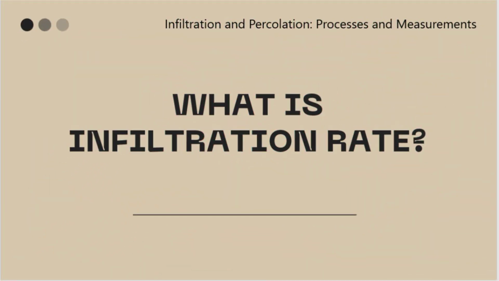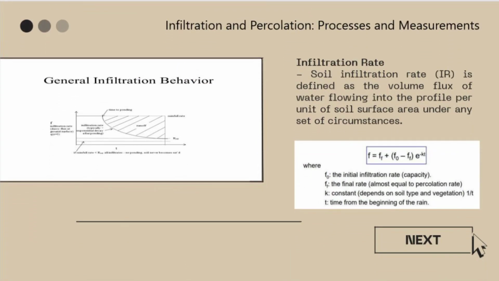So, what is infiltration rate? Soil infiltration rate, known as IR, is the volume flux of water flowing into the profile per unit of soil surface area under any set of circumstances. In simpler words, it is a measure of how fast water enters the soil and is typically expressed in inches per hour. For initial in-field assessments, however, it is more practical to express the infiltration rate as the minutes needed for a soil to absorb each inch of water applied to the surface.